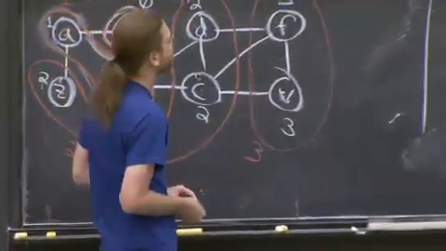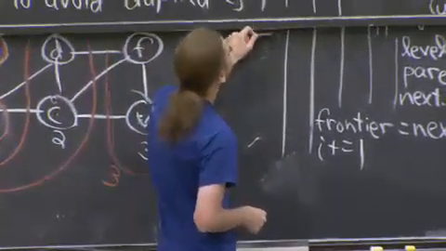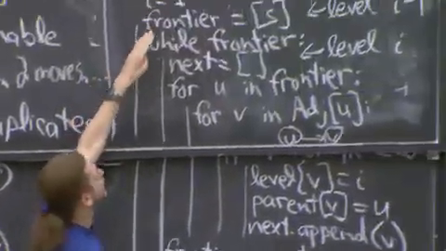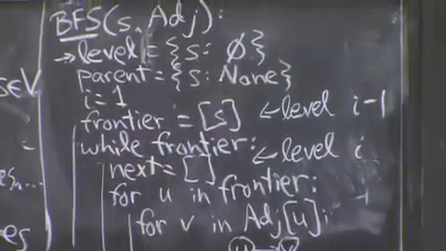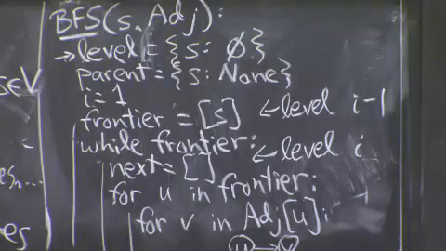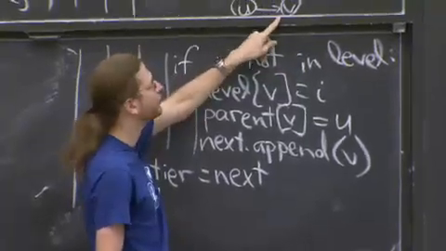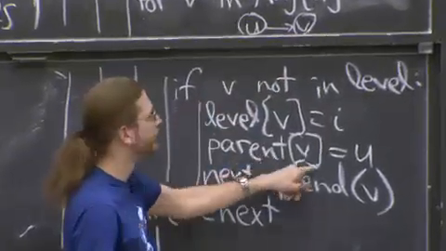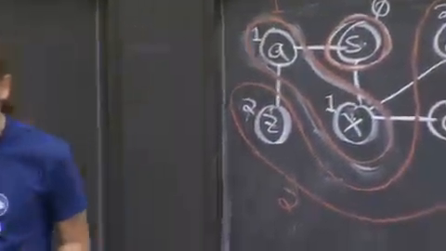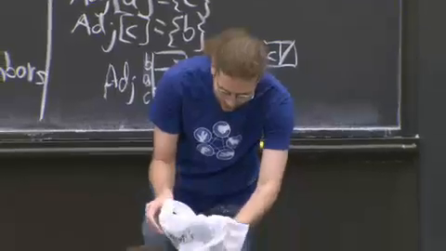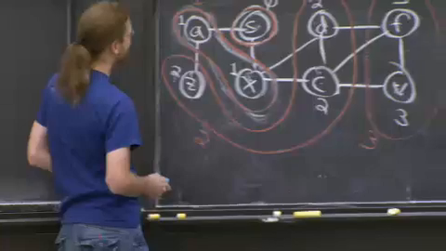OK, I didn't talk about parent. We can do that a little bit. So parent, we're initializing to say parent of S is nobody. And then whenever we visit a new vertex V, we set its parent to be the vertex that we came from. So we had this vertex V. We had an edge to V from some vertex U. We set the parent of V to be U. So let me add in what that becomes.